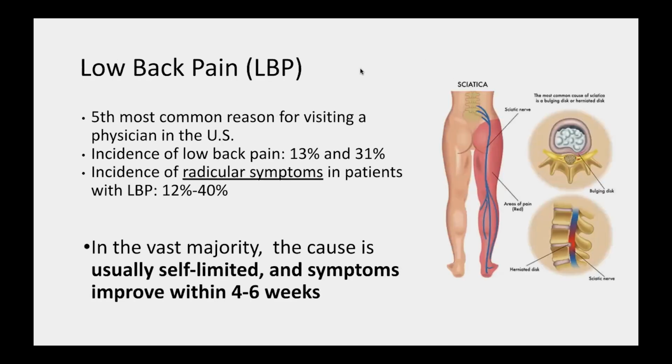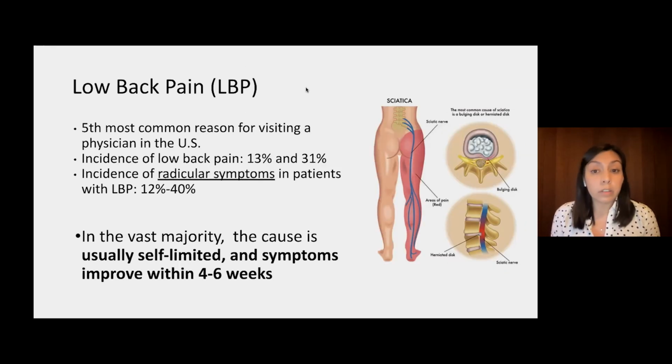To start off with, I just wanted to briefly review some facts about low back pain, which I'll be abbreviating during this presentation as LBP. Low back pain is the 5th most common reason for visiting a physician in the United States. The incidence of low back pain is between 13 and 31%. And the incidence of radicular symptoms in patients with low back pain is between 12 and 40%. So what I mean by radicular symptoms are sciatica type pain or shooting type pain down one or both legs, as kind of depicted in this image on the side.